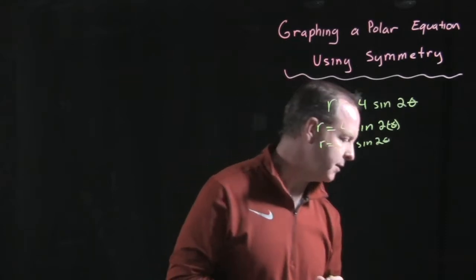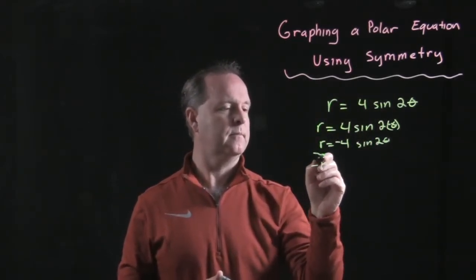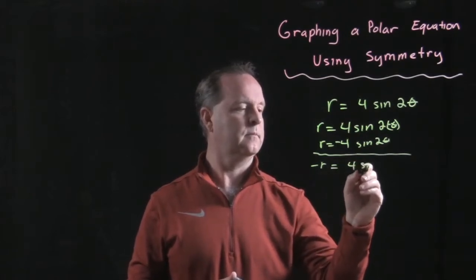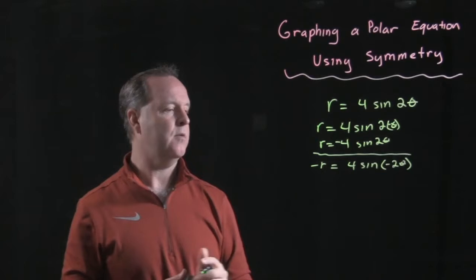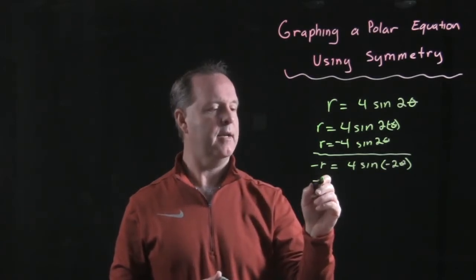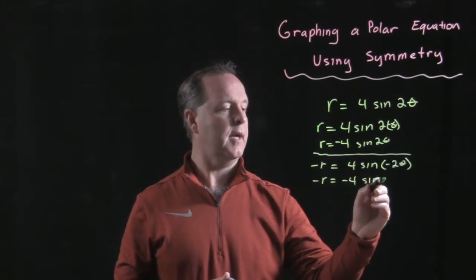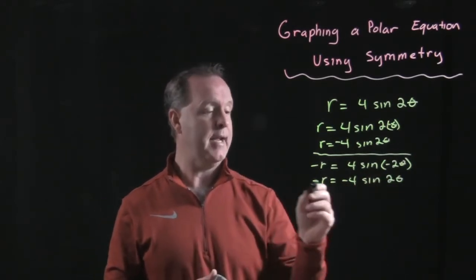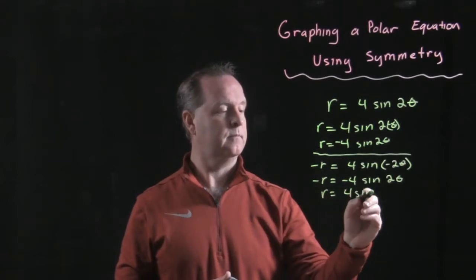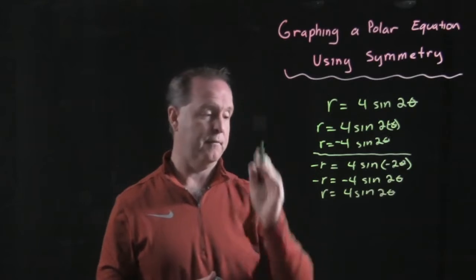This time, let's go ahead and switch and test for the vertical axis. Again, we can bring the negative out, and so I have negative r equals negative 4 sine of 2 theta. Multiply both sides through by a negative, and that is my original equation, so we do have symmetry about the vertical axis.